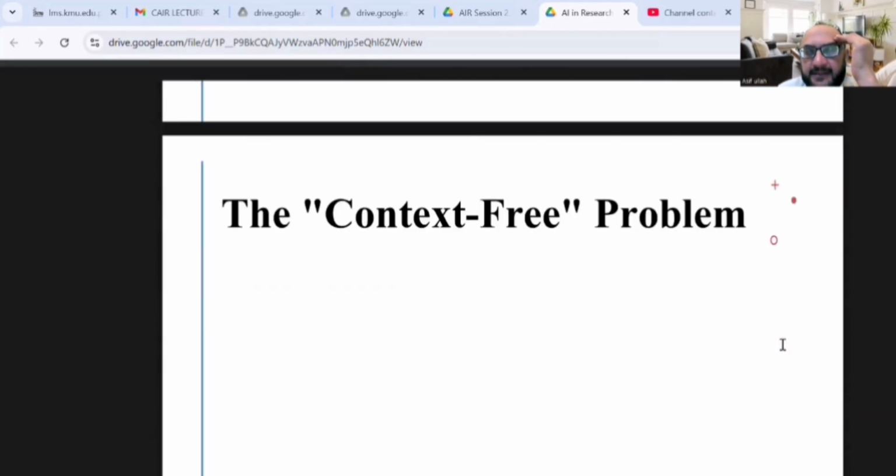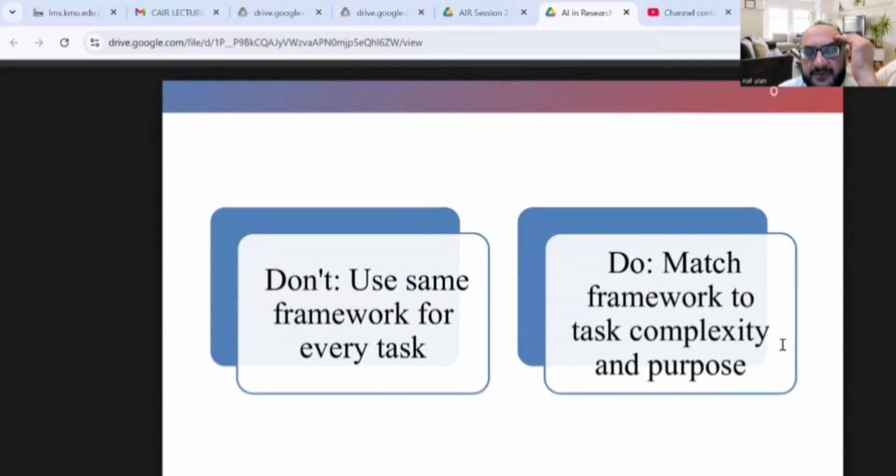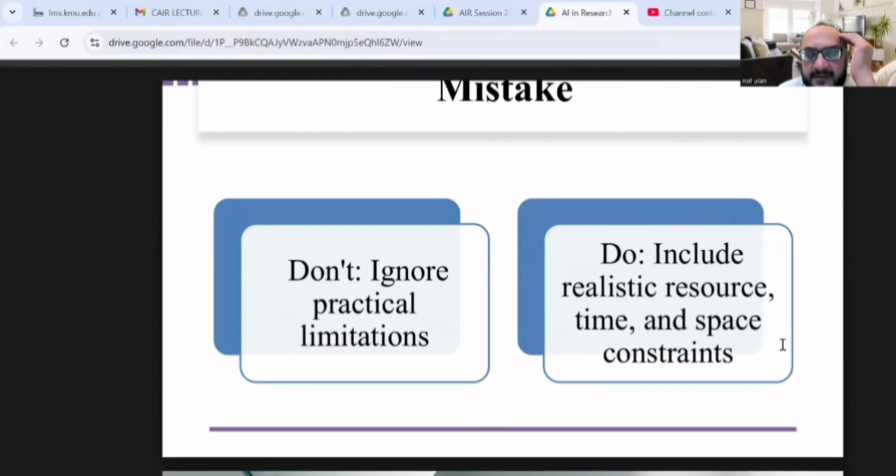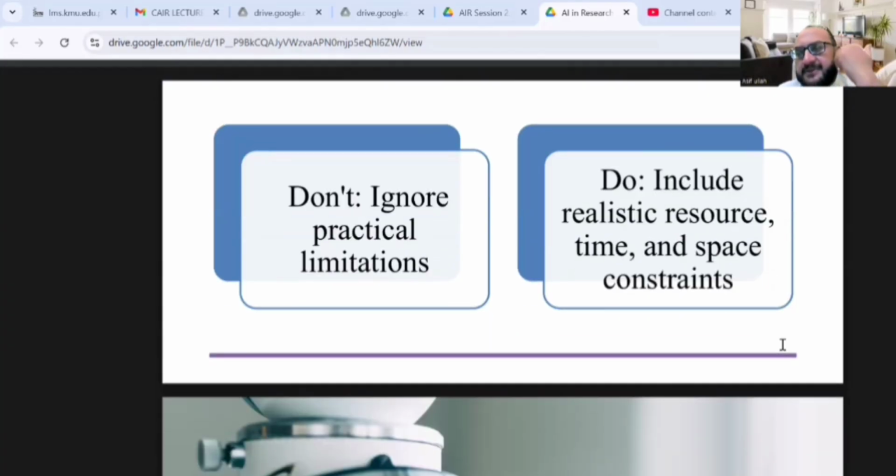And for common mistakes to avoid: the generic request trap, the context-free problem, the one-size-fits-all issue. Don't use the same framework for every task. Do match the framework to task complexity and purpose. The constraint-blind mistake: don't ignore practical limitations, and do include realistic resources, time, and space constraints.